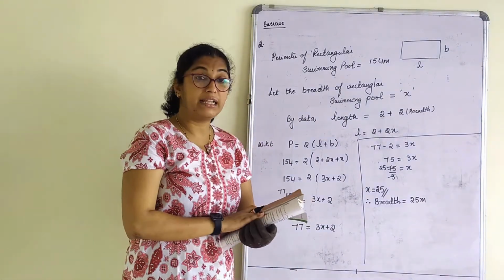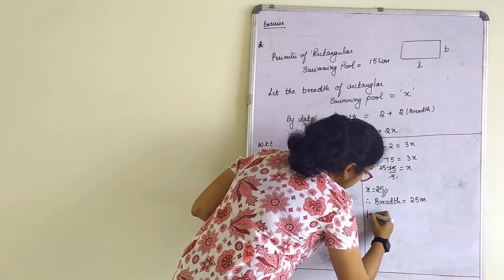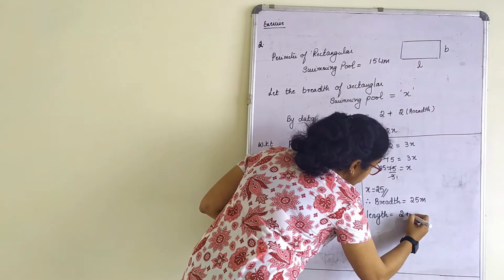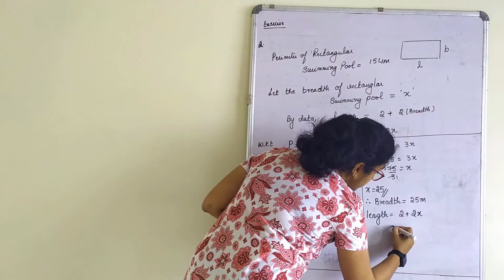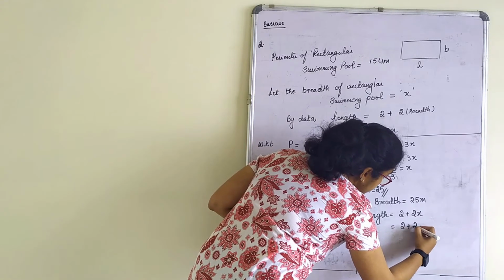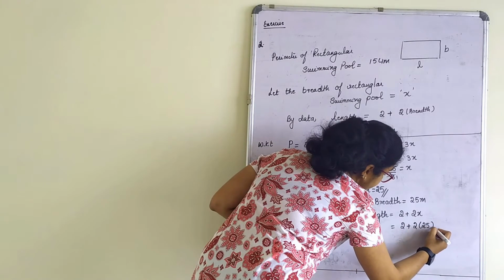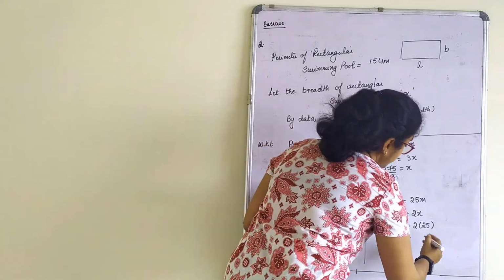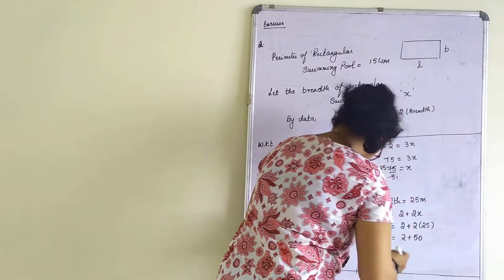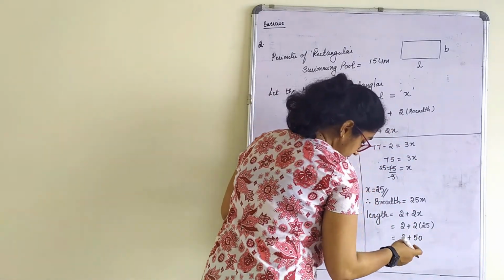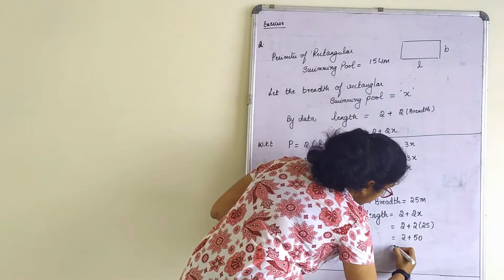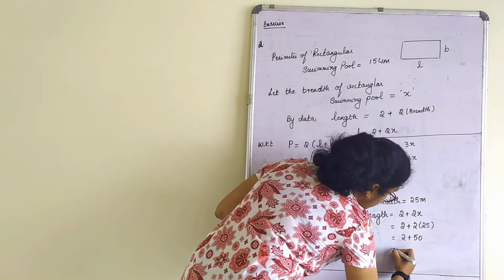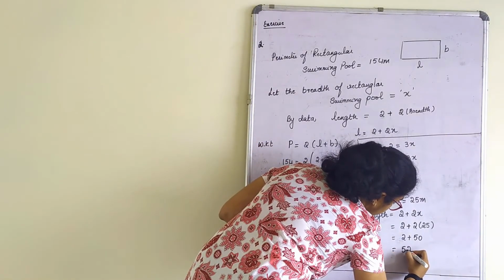We have to also find the length. Find out. Length is equal to, what is length? 2 more than twice its breadth. So this is 2 plus 2 into 25. So 2 plus 25 twos are 50. Length is 2 more than twice its breadth, correct, right? So 52 meters.